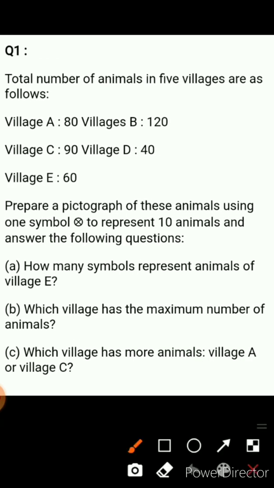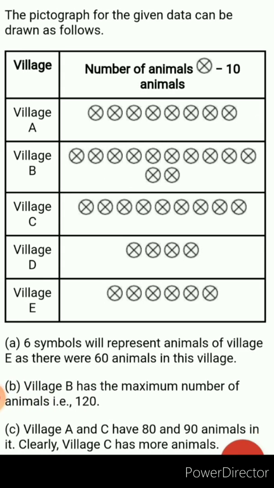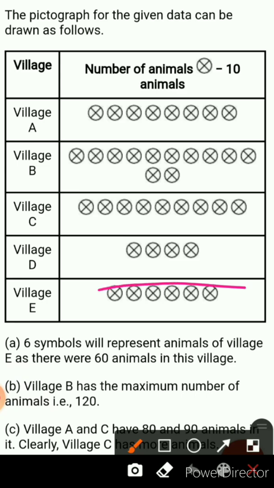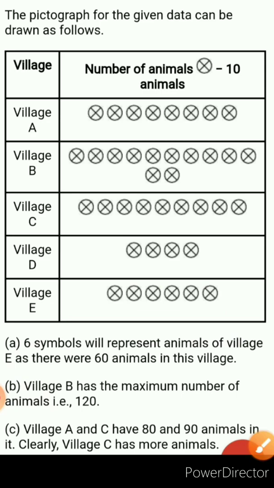So let's check the first question. How many symbols represent animals of village E? So there are 60 animals, one symbol represents 10, so total you will have 6 symbols. So here your answer is, for village E we will use 6 symbols. 6 symbols will represent animals of village E, as there were 60 animals in this village. So that is your answer.